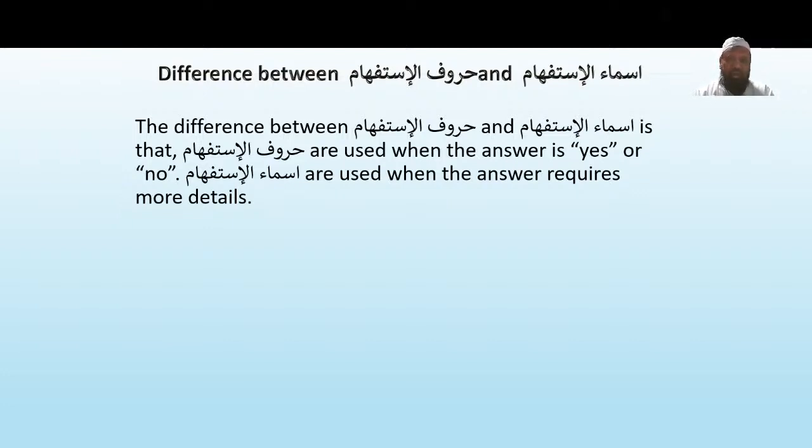أسماء الاستفهام are used when the answer requires more details. When we expect the answer to be more than just a yes or no. If we expect just the answer yes or no, then we use حروف الاستفهام, the hamza or the hal. But if we want more details, we use the أسماء الاستفهام. This is the difference between these two groups. Understood the difference between حروف الاستفهام and أسماء الاستفهام?